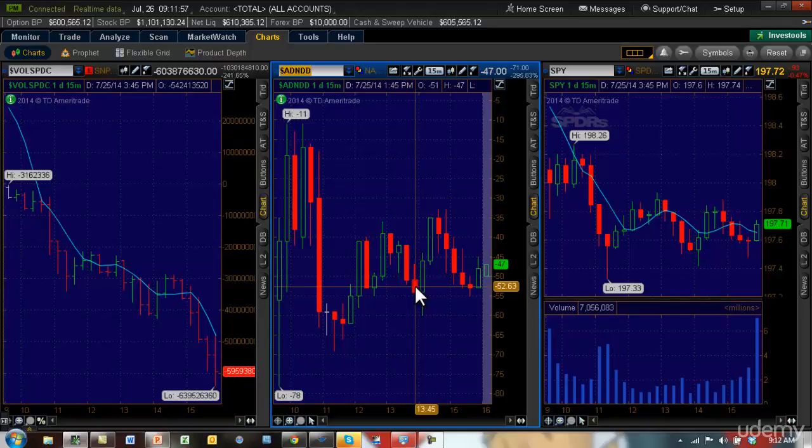So that's it about the market internals. There are many indicators you can look at. These are two of the most important ones, the volume and the advancing and declining issues.